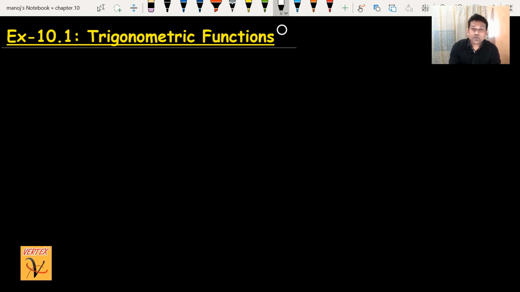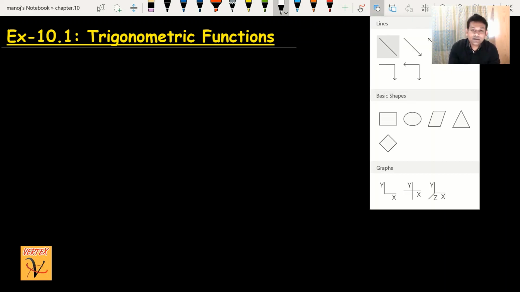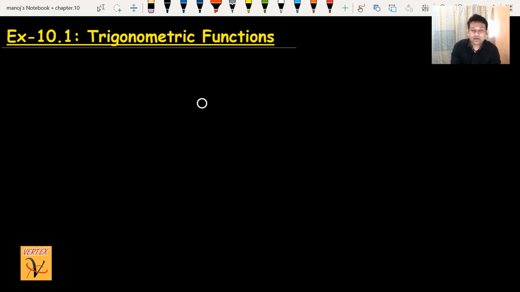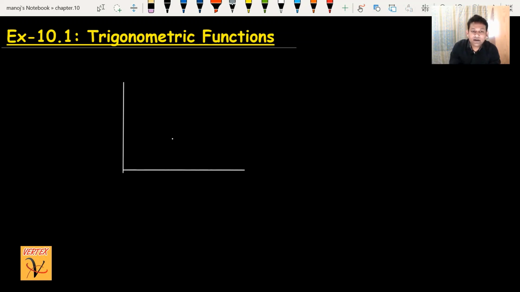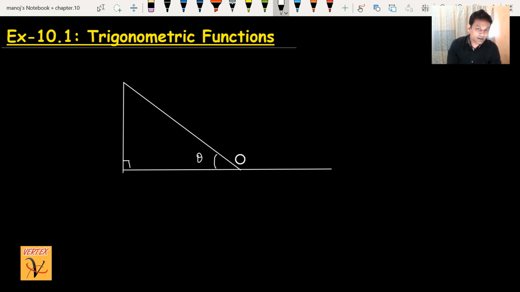For questions 1 till 6, there is some confusion; some students have a problem understanding the question when we have a right angle triangle. First of all, we have a right angle triangle. In it, I would draw three types of angle. The first angle is 90 degrees, and that's why it's a right angle triangle. This angle is theta or x, up to you, and this angle is an obtuse angle.